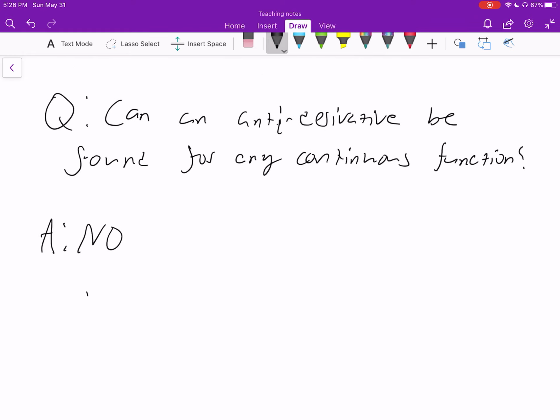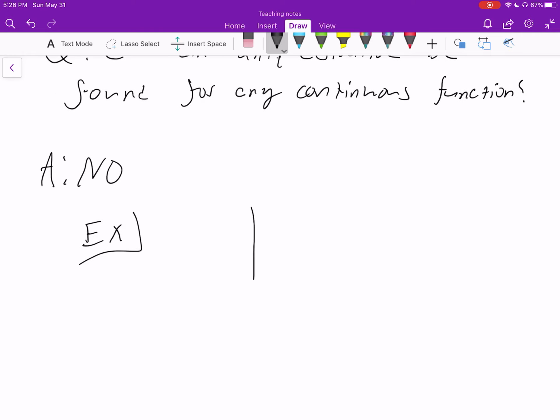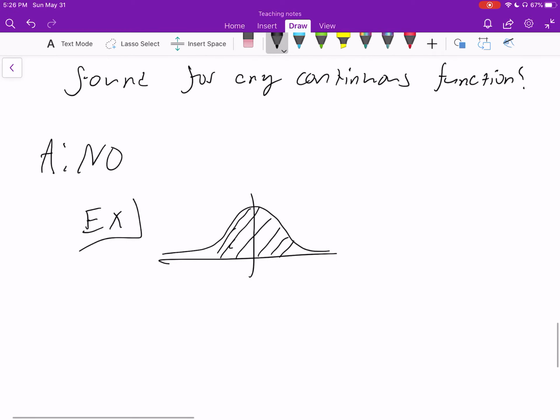So as an example, from statistics, you have the normal distribution, right? If you're taking a statistics class, you'll know that statistics relies heavily on calculus, because we're interested in the areas under these curves. Areas under distributions tell us probabilities. So this graph here is e to the minus x squared. So that looks like that.